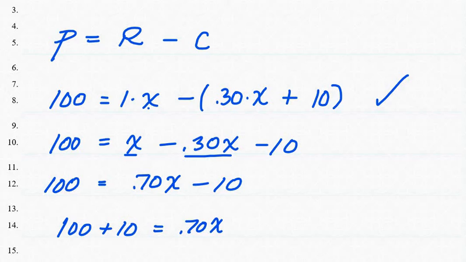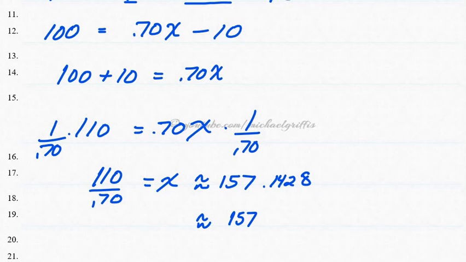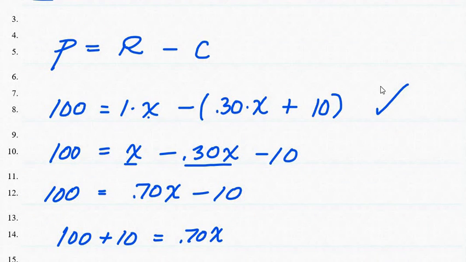Now remember, anytime we come up with a solution in a linear equation like the one we have here, we can always take that 157 and plug it back in, and this right hand side should equal 100, or it will be close because we had to approximate it. So let's just go ahead and do that. So we have 157 minus, in parentheses, 0.30 times 157 plus 10, and I got 99.9, so close enough.